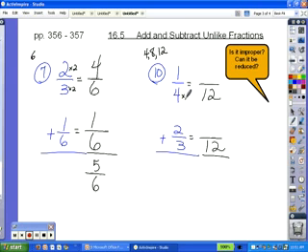Now we have to write the like fractions. 4 times 3 is 12. 1 times 3 is 3. 3 times 4 is 12. 2 times 4 is 8. Now we're ready to add these like fractions. 3/12 plus 8/12 would give us 11/12. And we ask, is 11/12 improper? No, it's not, because 11 is less than 12. And can it be reduced? No, it cannot, because there's no number that can go into both 11 and 12 evenly. So 11/12 is our answer for number 10.